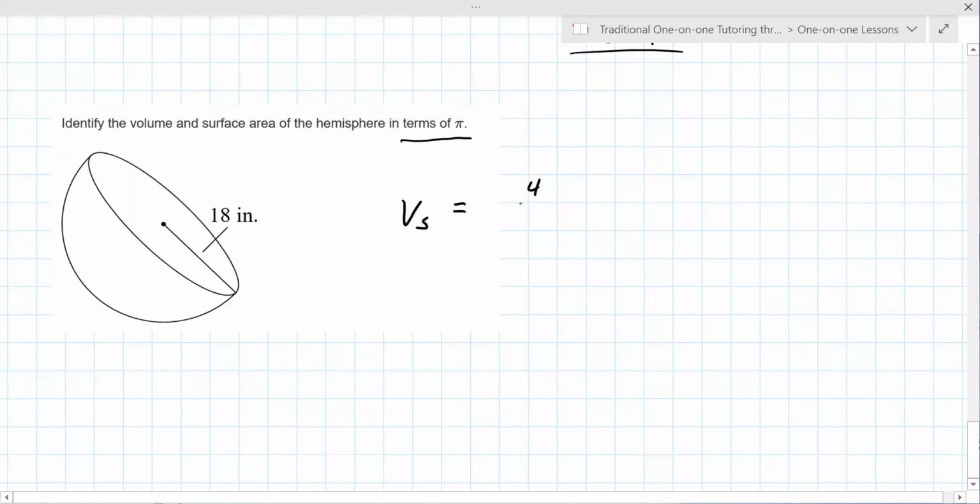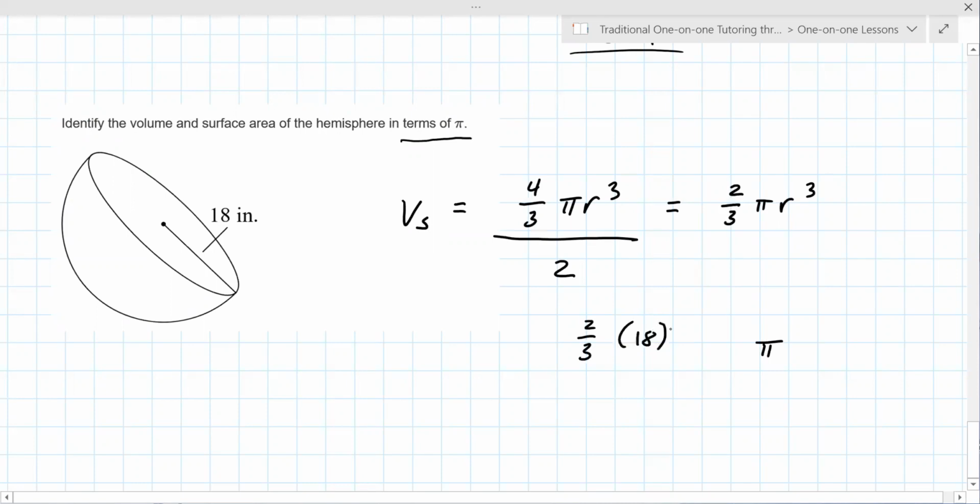Yes. So the volume of a sphere is 4/3 pi r cubed. Well, since it's half, you cut that number in half. And the shortcut is that this becomes 2/3 pi r cubed. So again, your answer is going to have a pi. So you're going to do 2/3 times 18 cubed. $3,888 pi. Perfect.